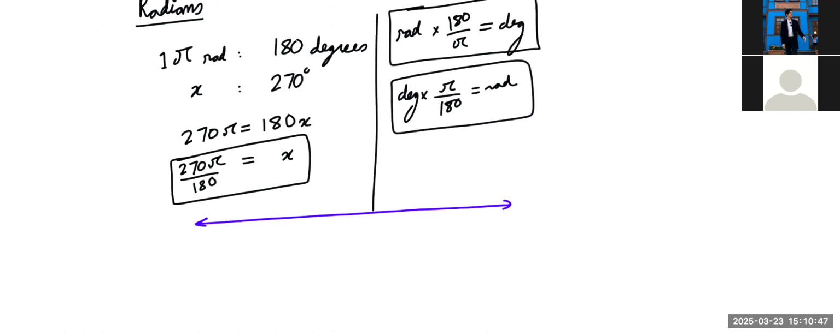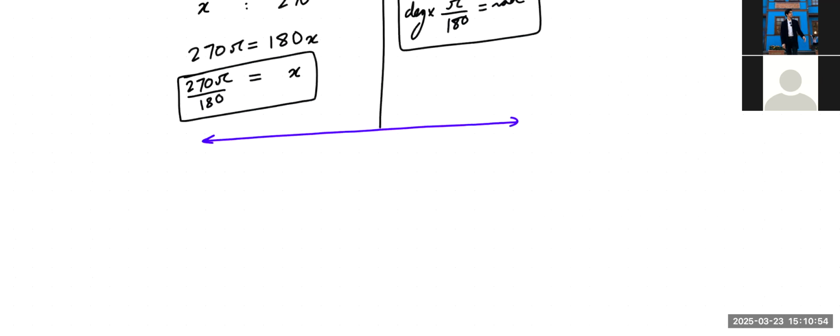Okay. So that is everything about radians. That's essentially everything you need to know about radians. Now, to have a more formal definition of a radian.